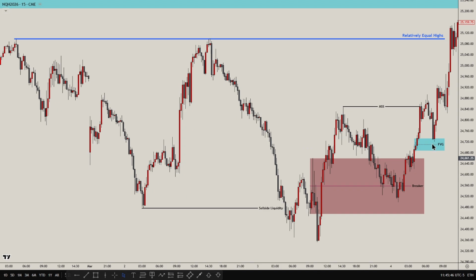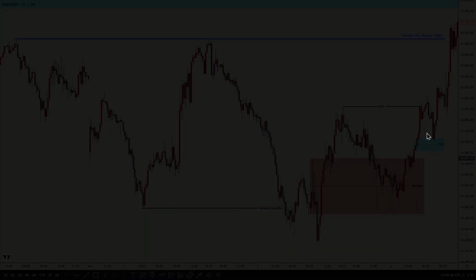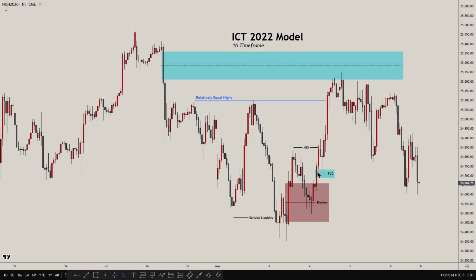So from this fair value gap now, we see the first rally off of the fair value gap. Now this is where, looking at the hourly chart, you would have seen this trade into that fair value gap and you could have potentially taken a buy. And that's where you should have been confident to take a buy because that is your 2022 model. But what if you weren't? What if you missed it? What if you weren't at the chart or you just were not confident enough to get into that position?